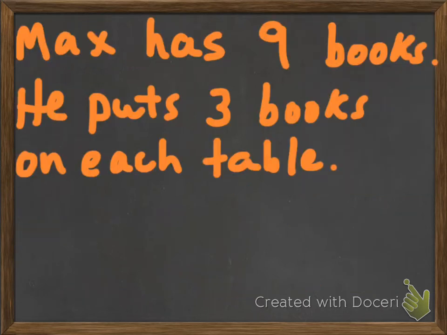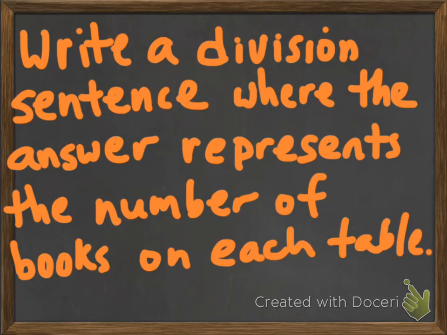Let's try one on your own. We start off with Max has 9 books, and he puts 3 books on each table. We want you to write a division sentence where the answer represents the number of books on each shelf. So pause the video and show your work. All right, so how did you do? Let's go back.